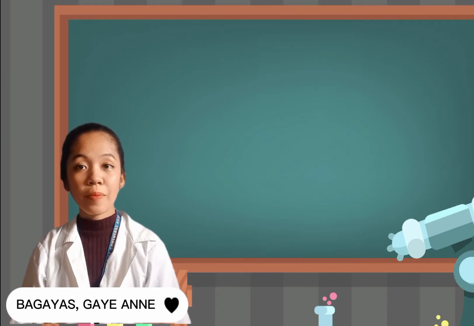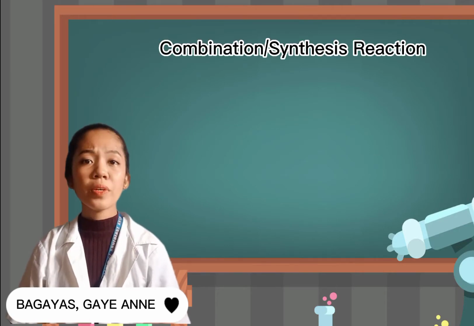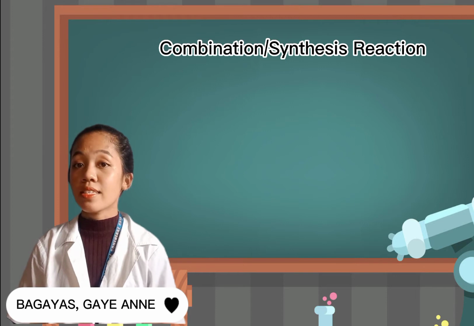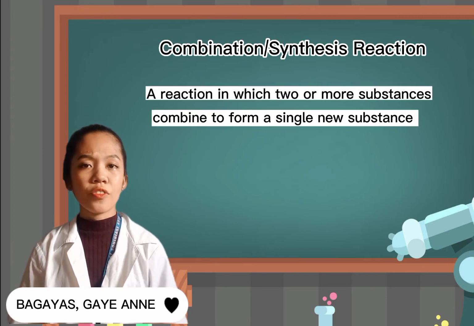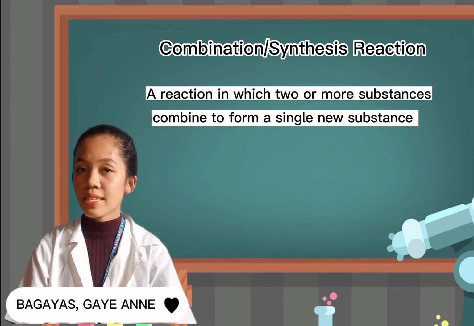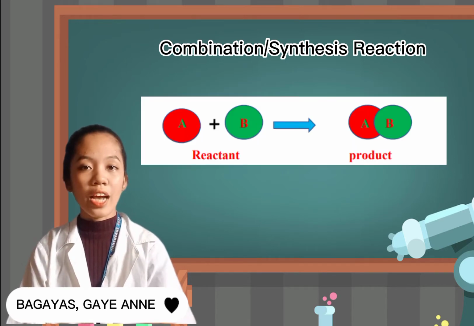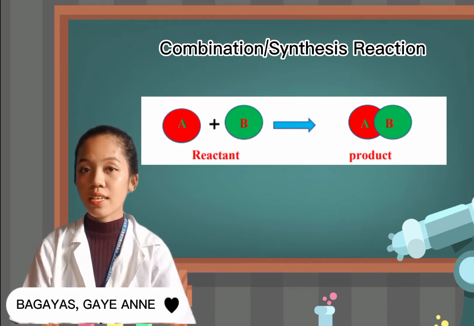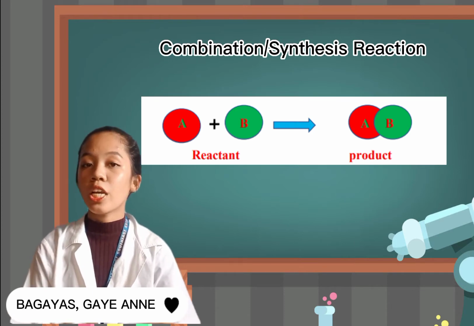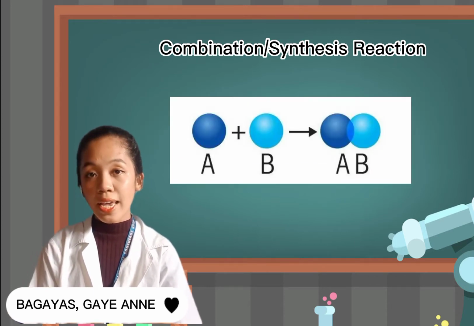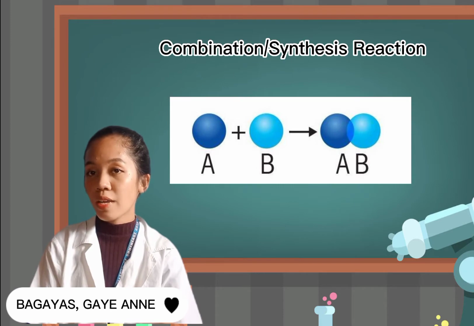So now let's talk about the combination reaction. A combination reaction is also known as a synthesis reaction. It's a reaction in which two or more substances combine to form a single new substance. The general form of a combination reaction is A plus B forms AB.